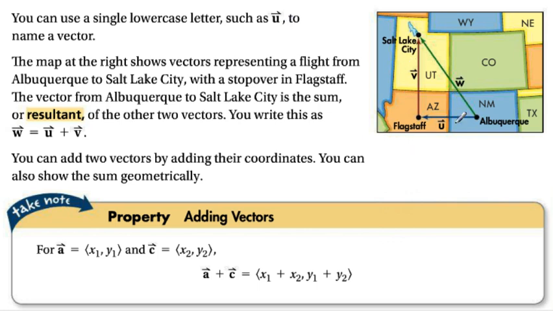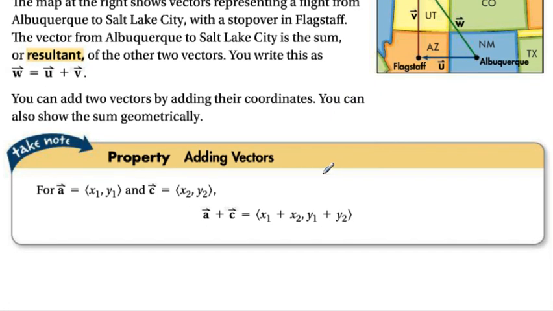And here's a map that shows somebody took a trip from Albuquerque, New Mexico up to Salt Lake City, Utah. And they took that trip by way of Flagstaff, Arizona. So they went to Flagstaff, and then they went to Salt Lake City, and the resultant vector is W, which is the sum of those two vectors, U and V. So that brings us to a property for adding vectors.